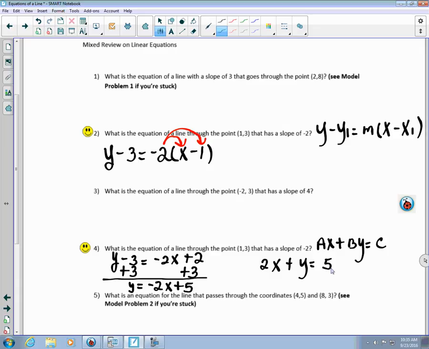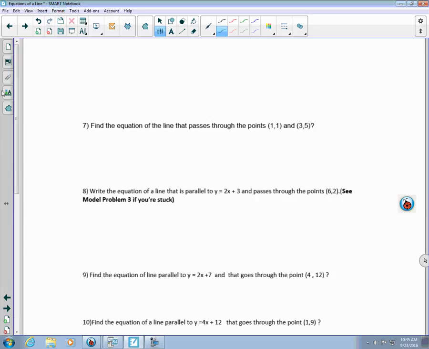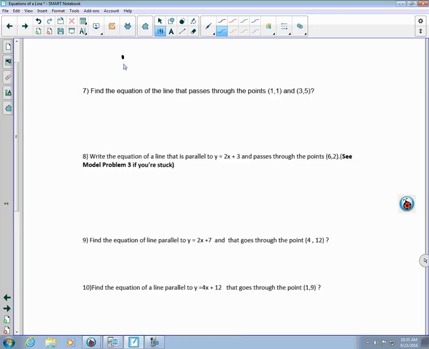All right, so this one says, what is the equation of a line that passes through the coordinates? Oh, we did that already? Have we done 6? Yes. All right, so let's go to the next one. Have we done 7? All right, so let's go 7, and I want it in point slope. So that would be y minus y1 equals m(x minus x1). Can you guys try it? Go for it.